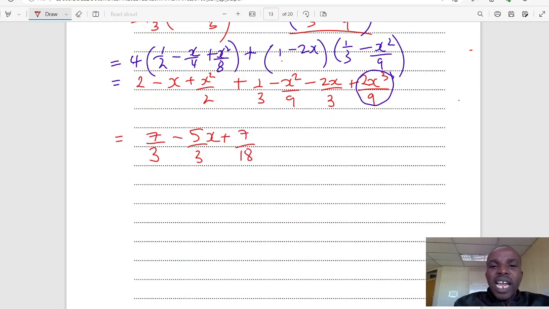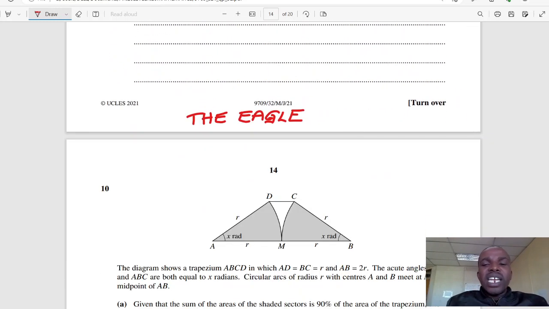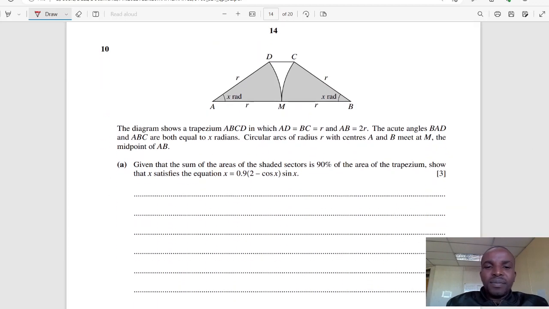7 over 18, like this. Then x squared. So that's it. Done. Right, next, question number 10.